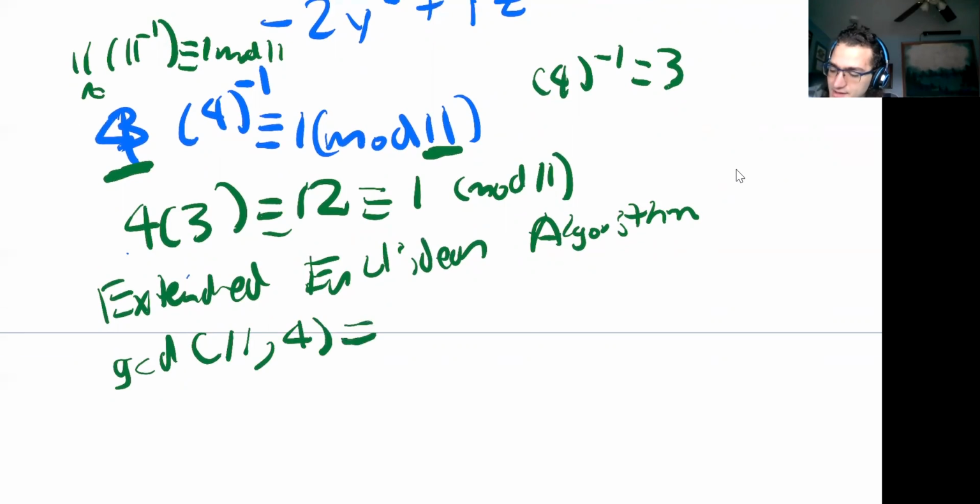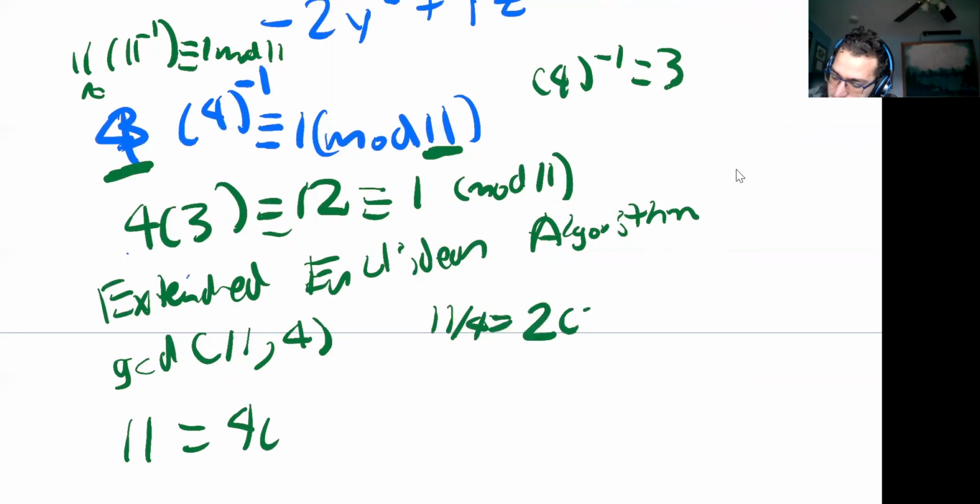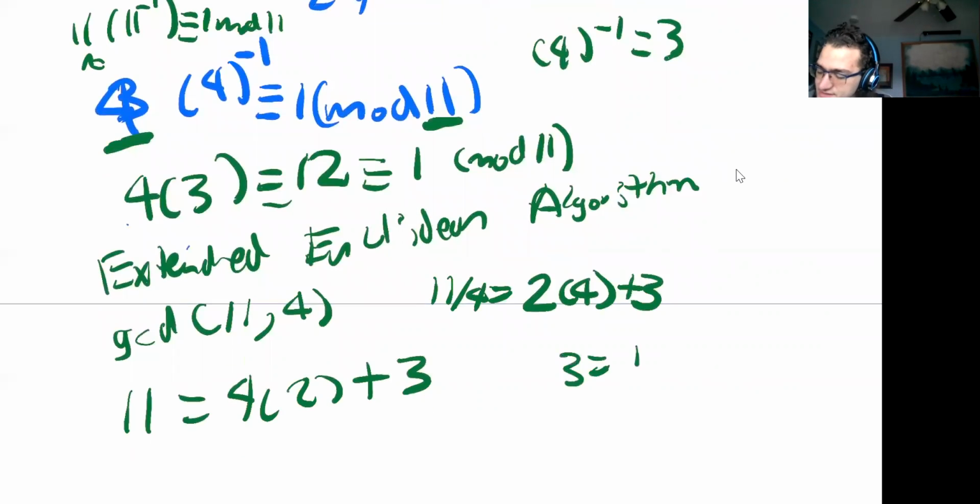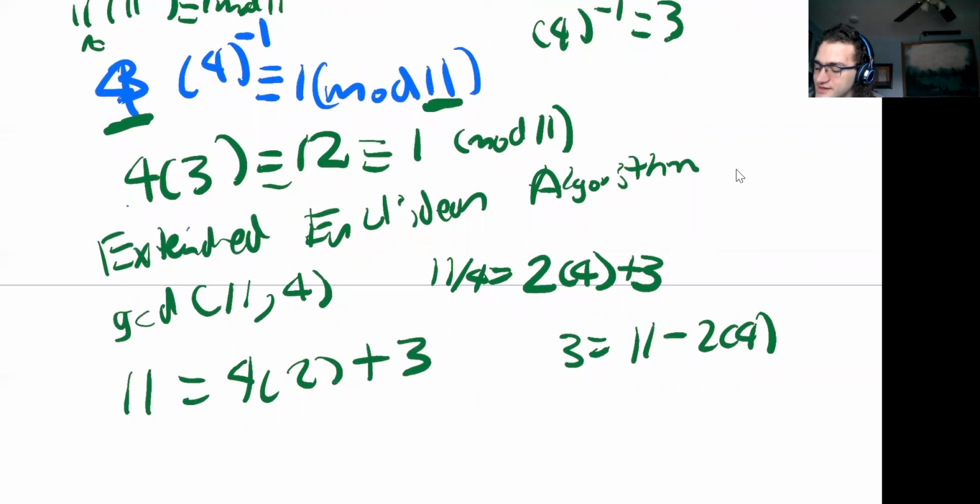Well, to do this with Euclidean, I say, okay, 11, I'll divide that by 4, and I get 11 divided by 4 is equal to 2 times 4 plus 3. And maybe I'll write this: so I know 3 is equal to 11 minus 2 times 4. And so now I have 3 here and I have 4, and so I'll ask, what's the GCD of 4 and 3?